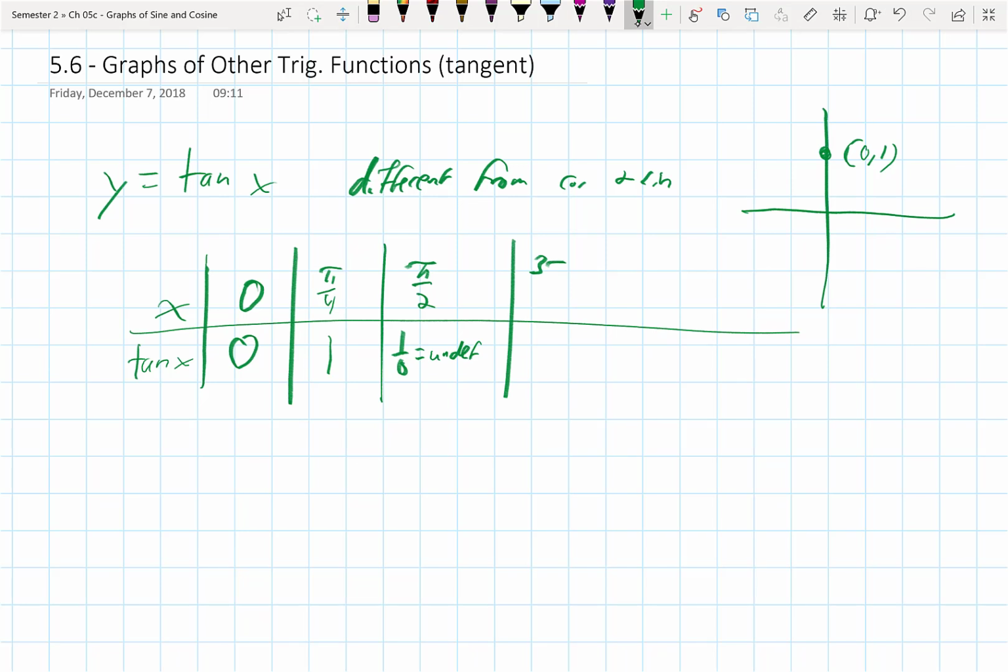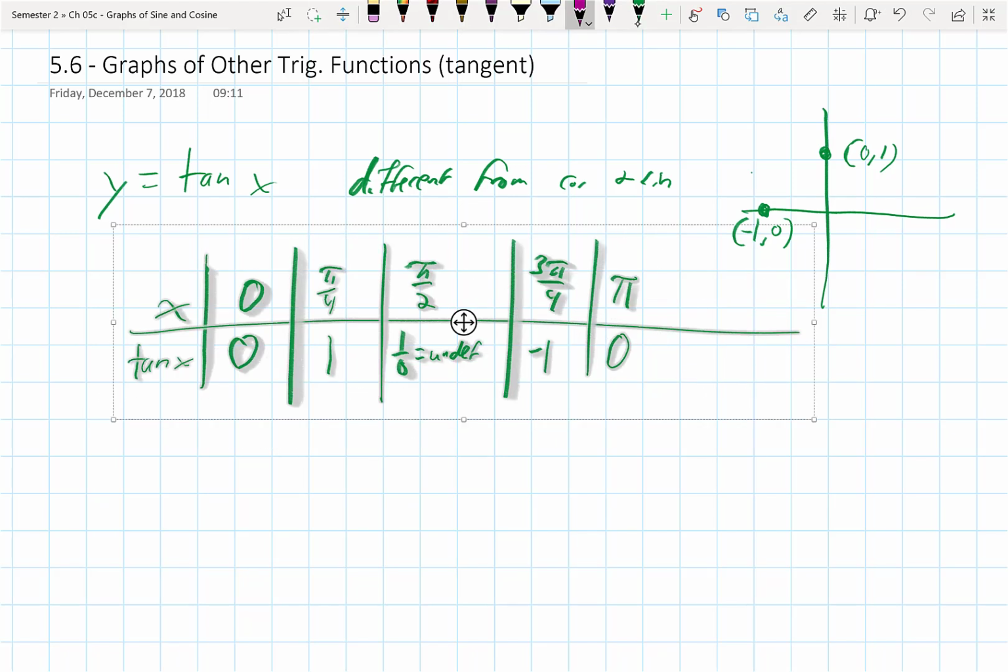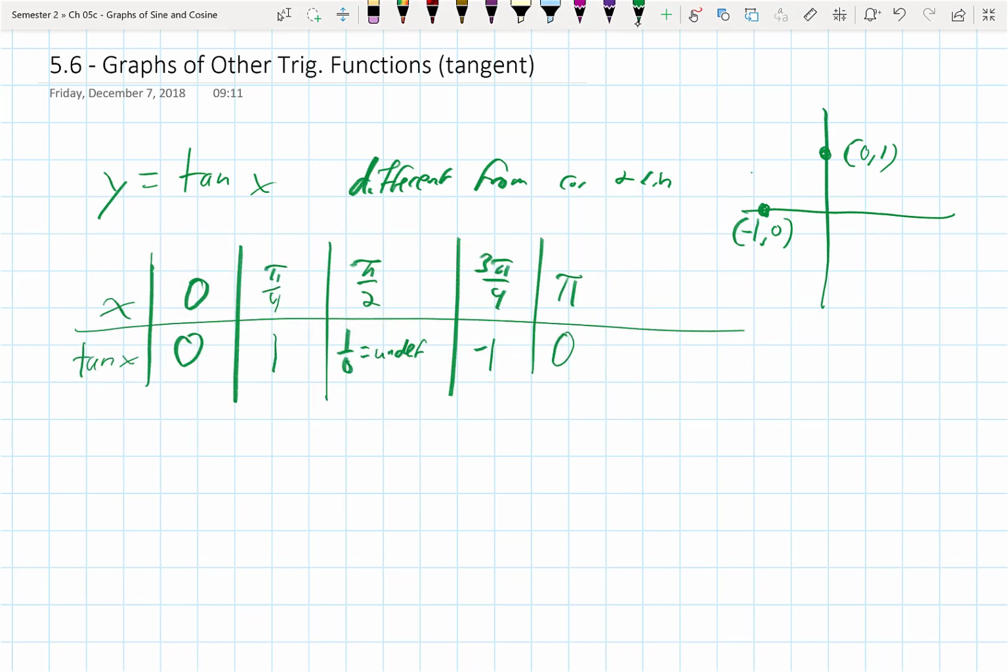Then I'm going to do 3 pi over 4. 3 pi over 4 is a left. It's a 45-degree angle in quadrant 2, so my x is -1 and my y is 1, and the ratio is -1. And then we go to pi, which is left, and that is going to be -1, 0. Y over x is 0. So this is one cycle of tangent where I've gone from 0 to 1 to undefined to -1 to 0.